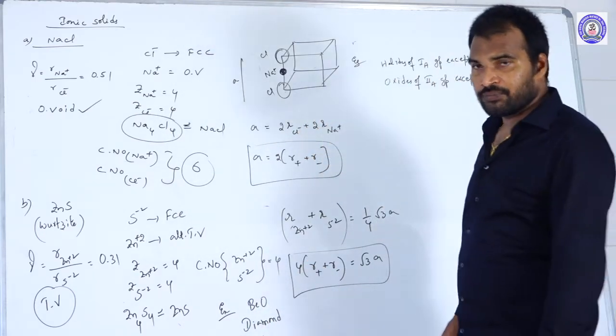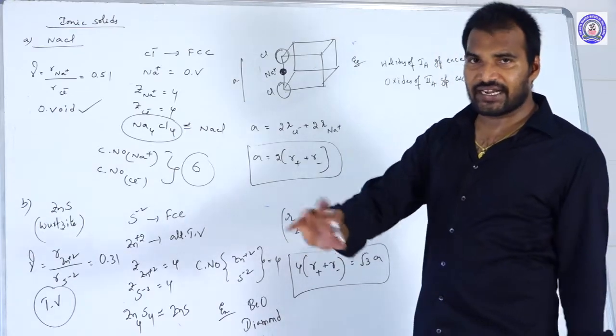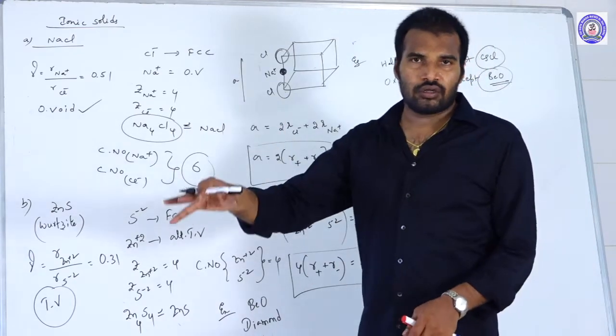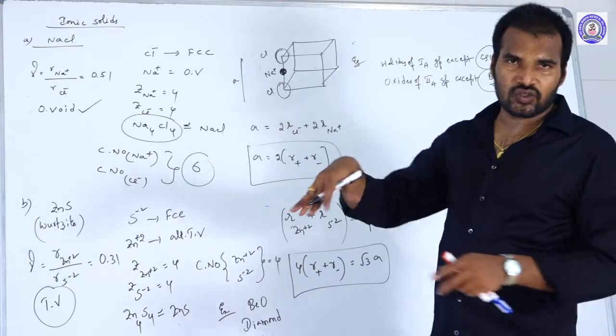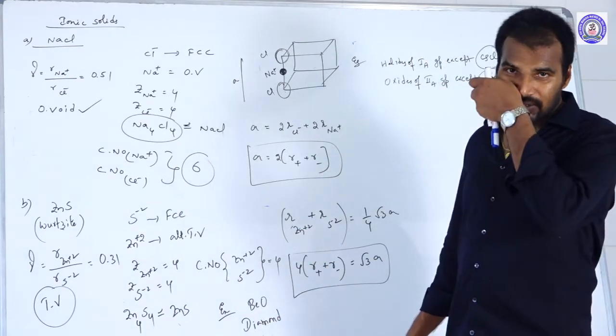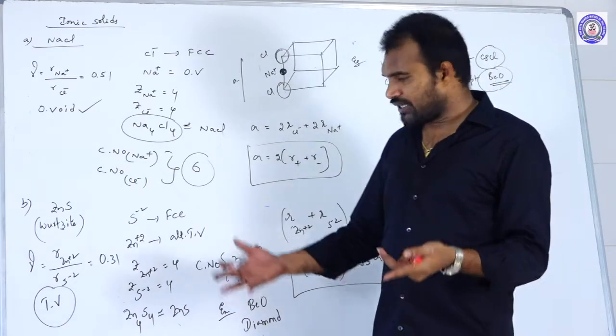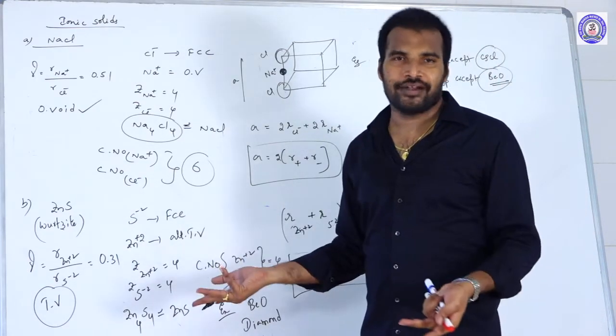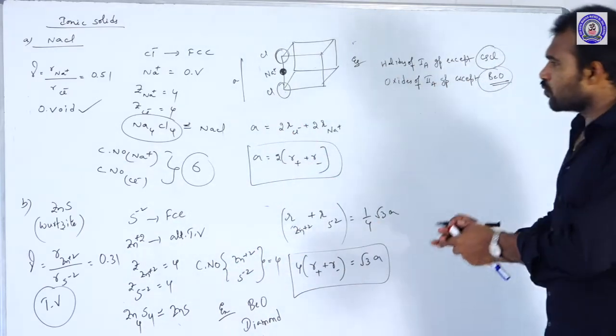Then you may get the doubt. In zinc sulfide there was a different cation and anion. Sulfide ions form FCC, Zn plus 2 occupy alternate tetrahedral voids. Then what about the diamond? Diamond has only carbon atoms. In the place of cations and anions here, both are carbon atoms. Okay. Next, move to the third one.